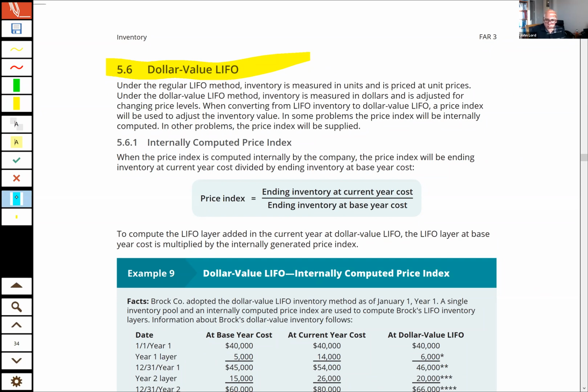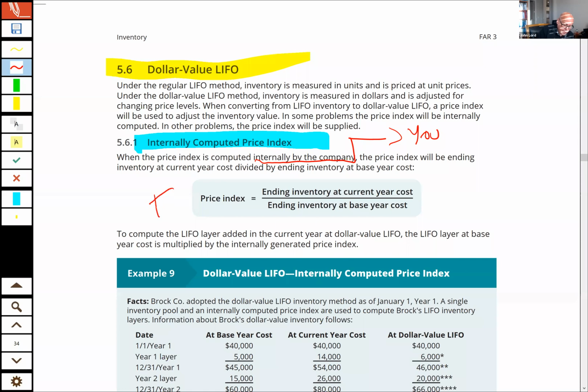No need. It is not hard, guys. It's kind of fun, okay? I think what happens is they don't pay attention to just the very basic thing that you need to calculate the price index, and then they feel bad, okay? Now, when they say the price index is computed internally by the company, that means you, CPA candidate, you will calculate it. So don't sit there and look anymore for the price index. If they tell you that it's internally calculated, that means you have to calculate the price index, okay?